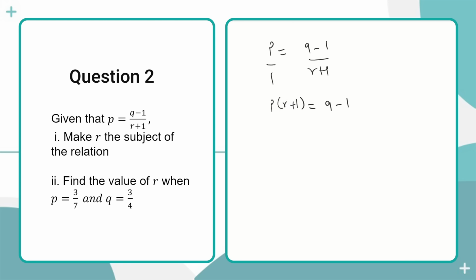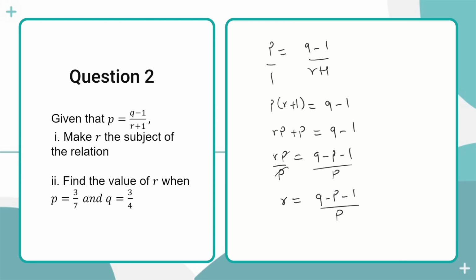So let's expand this. It means that we have R multiplied by P, plus P, to be equal to Q minus 1. Now we want the R to be on one side, and all the other variables on the other side because we are making R the subject. So we have RP to be equal to Q minus P minus 1. So we divide both sides by the coefficient of the R, which is P. So it means that our R should be equal to (Q minus P minus 1) all over P.